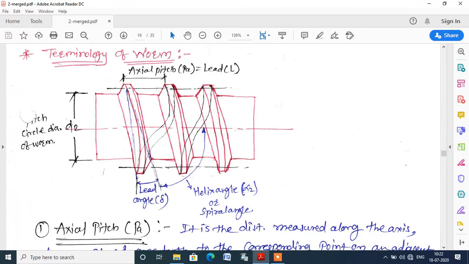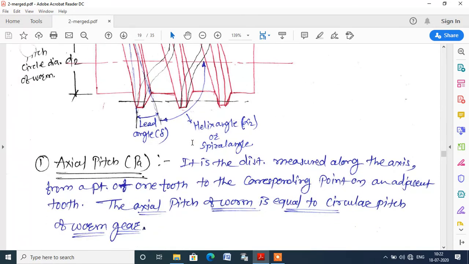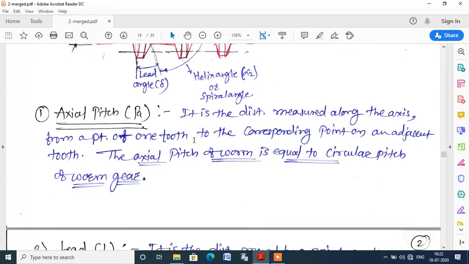Now what is axial pitch? Axial pitch is the distance measured along the axis from a point on one thread to the corresponding point on the adjacent thread. The axial pitch of the worm is equal to the circular pitch of the worm. Please remember this.